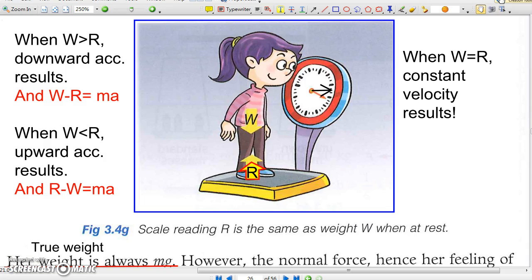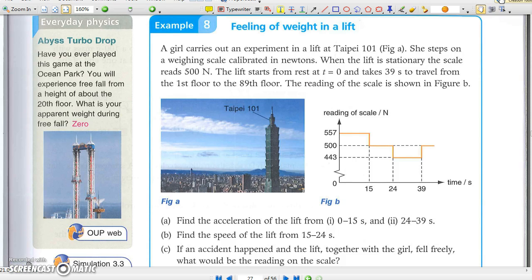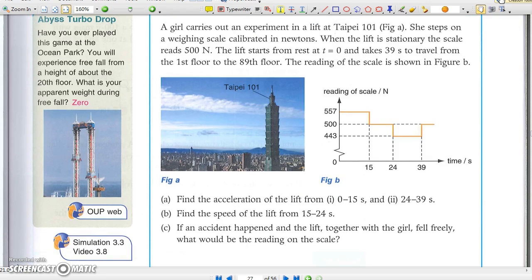In fact, W minus R equals ma for downward acceleration, and R minus W equals ma for upward acceleration. If we know the difference between R and W, and we know the mass m, then we may find the acceleration a. In example 8, a girl found the reading of a scale changes in a lift at Typing 101. The scale reading is her apparent weight, and thus is also the normal reaction R acting on her body. From the change in reading, we should be able to find the acceleration. Take a look at part C.